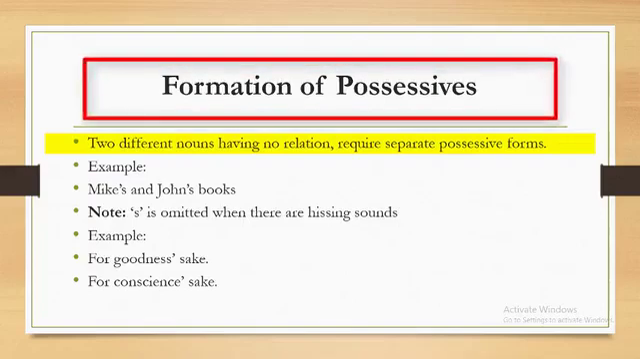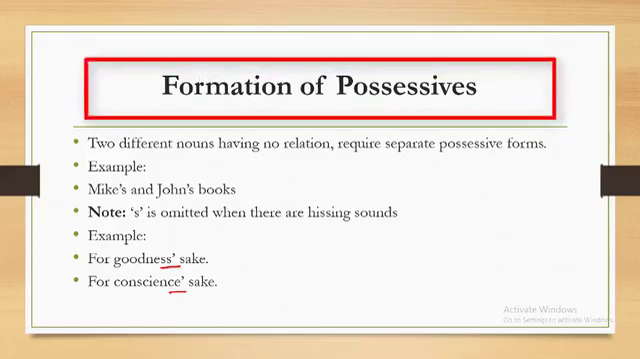Okay. Then in a situation where we have an ending S and it has the hissing sound, what we do is that we omit including an additional S. For instance, for goodness sake. We can't say for goodness's sake. We say for goodness sake.